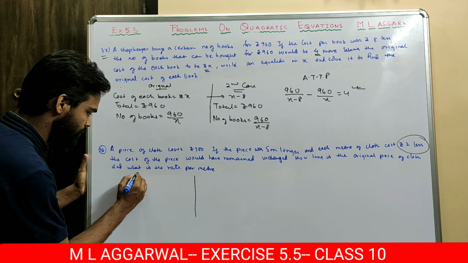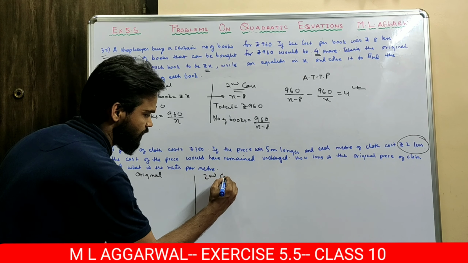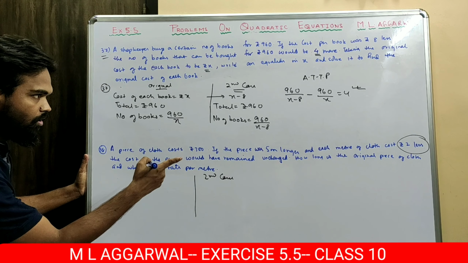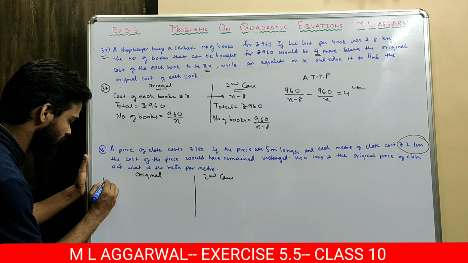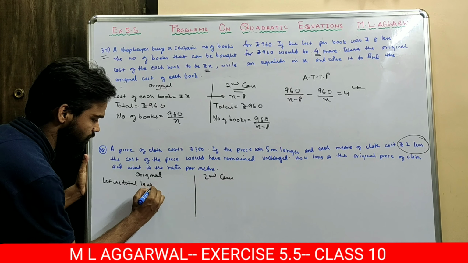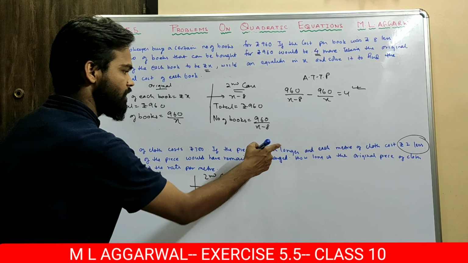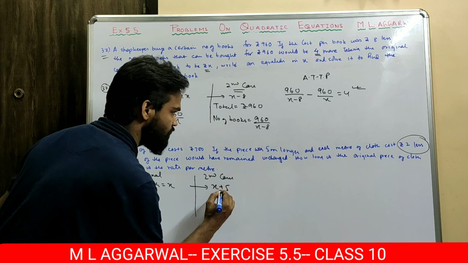So you have the original and the second case. Well, how long is the original piece of cloth? Let the total length be x, and in the second case it is 5 meters longer, which is x plus 5.